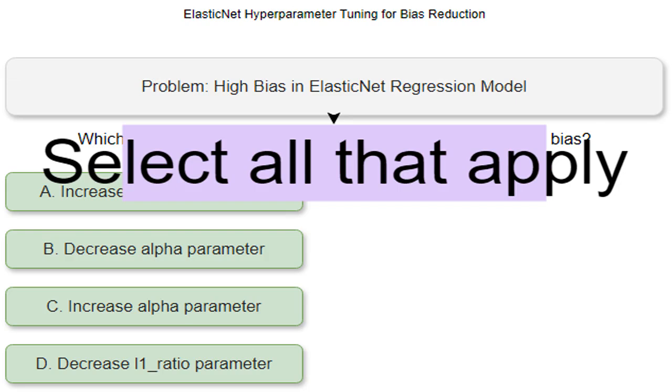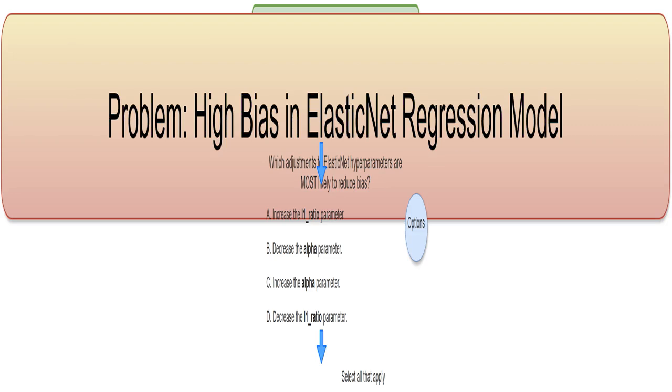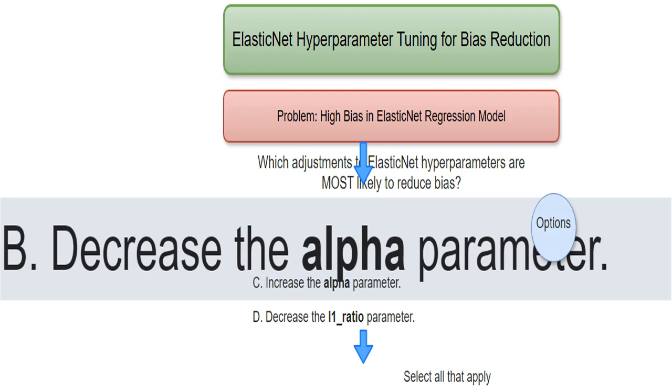To successfully reduce the high bias, I must select all the options that weaken regularization and result in more complex models. We're tackling a problem where my ElasticNet model, which I use for regression, isn't performing well because it has high bias. That means it's too simple and misses important patterns in the data. I need to figure out how to adjust the model's settings to fix this. This is one of the right answers.